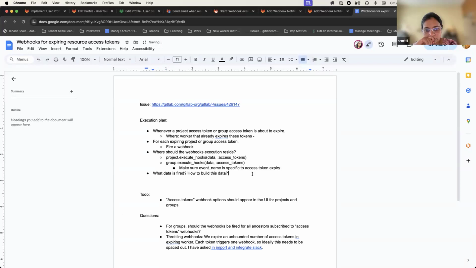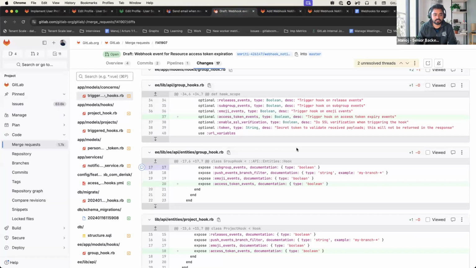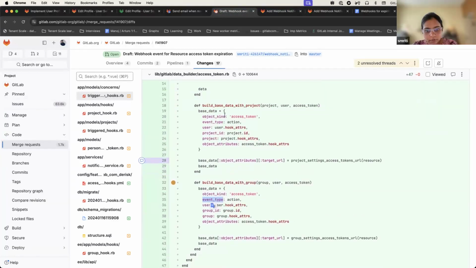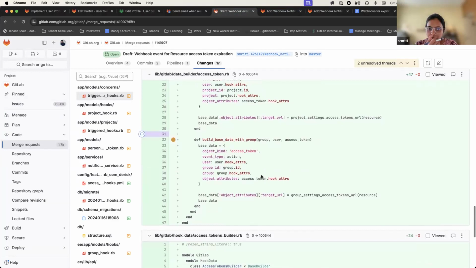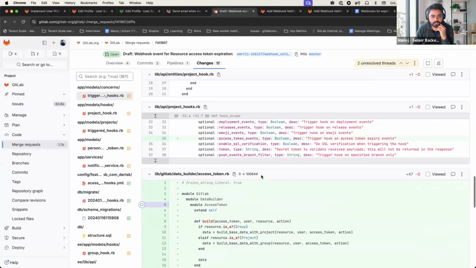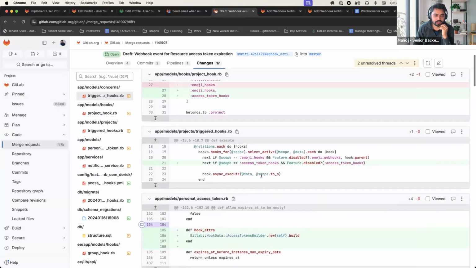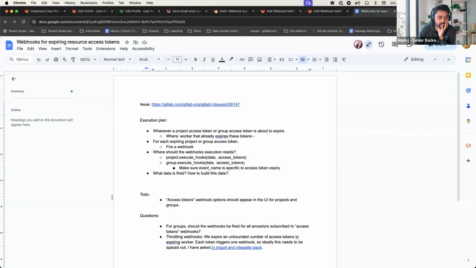Yeah, and I think the build logic is right. So there is nothing much to do there. This is the pattern that we already follow in other builders, right? Yes, that should be fine then. And what was the next question?